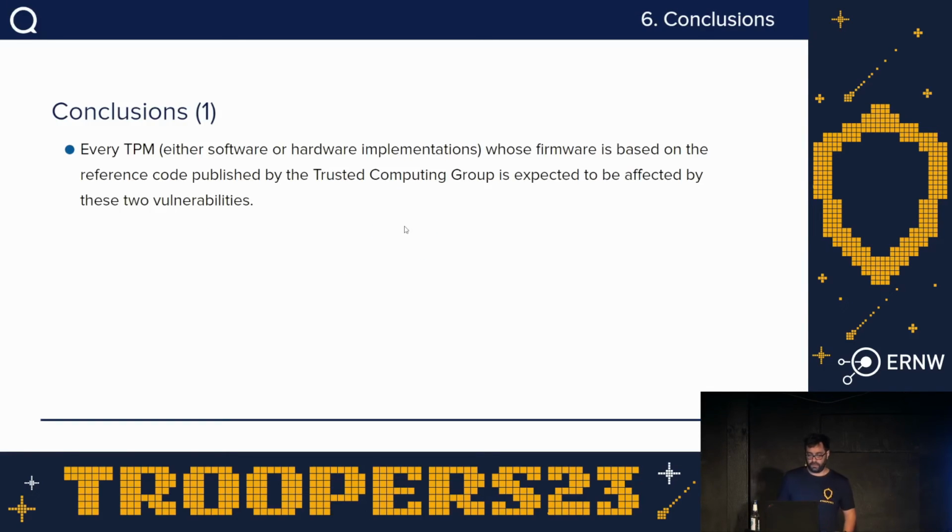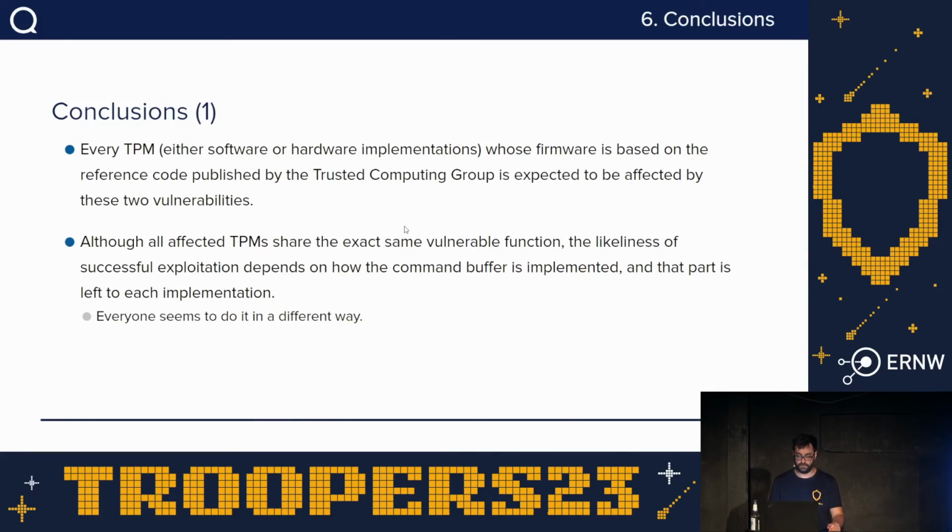So for the conclusions, every TPM that is based on the reference implementation, either software or hardware, was affected, or we were expecting it to be affected by these two vulnerabilities. Also, even if all the different implementations share the very same vulnerable function, the possibilities of successful exploitation are very implementation dependent, because the buffer that holds the TPM command is left to each implementation. The reference implementation doesn't tell you how to receive a command and how to store it. So you decide how to do it and you just pass it to the APIs. And everyone does it in a different way.